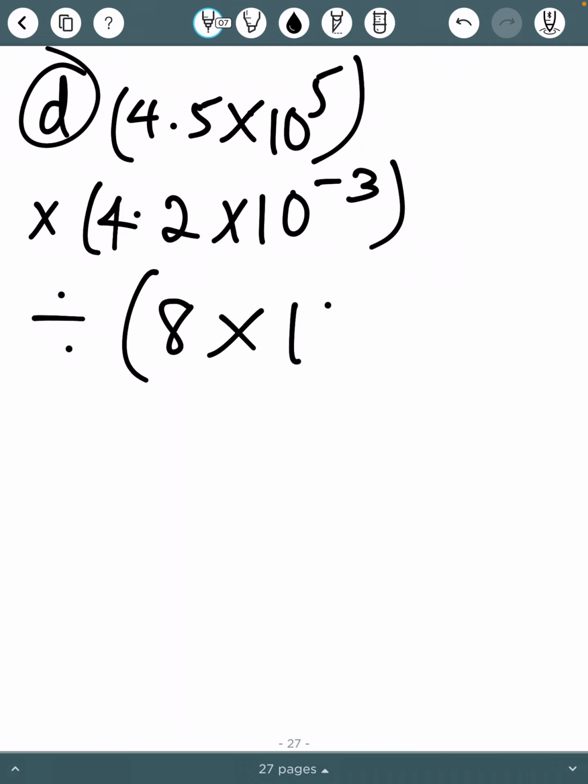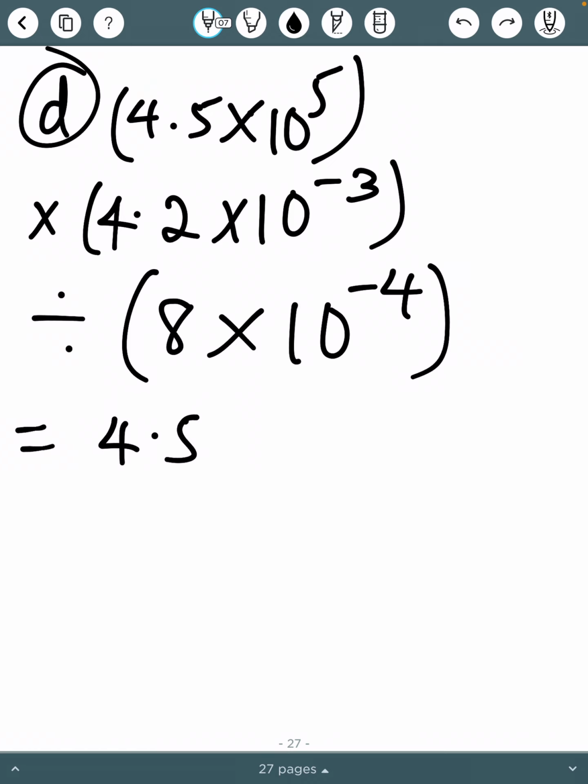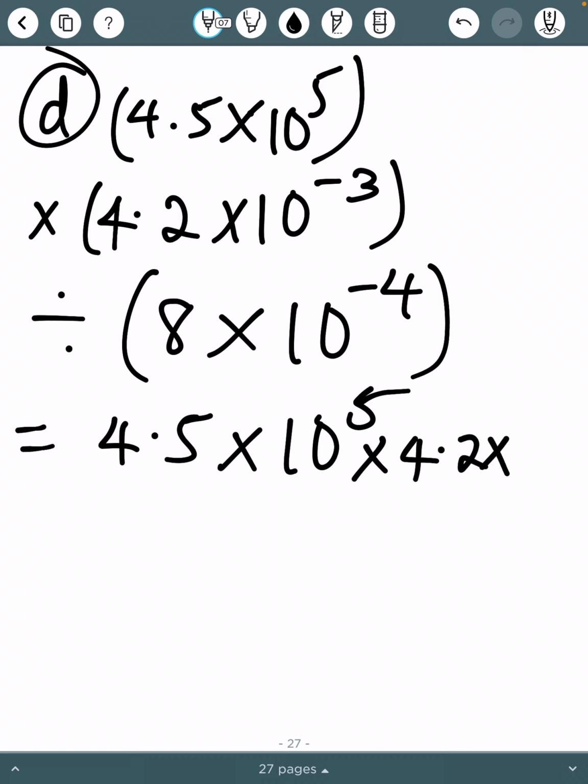Then times 8 times 10 raised to power minus 4. This is a simple question. Let's just put everything together in the simple primary school shape. Primary school maths is always the saving step. This is 4.5 times 10 raised to power 5 times 4.2 times 10 raised to power minus 3.